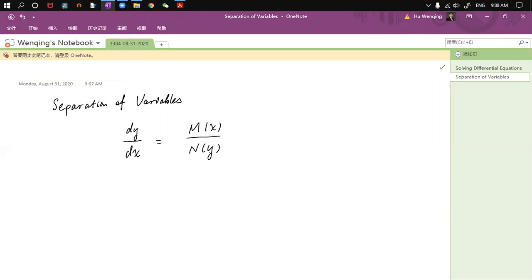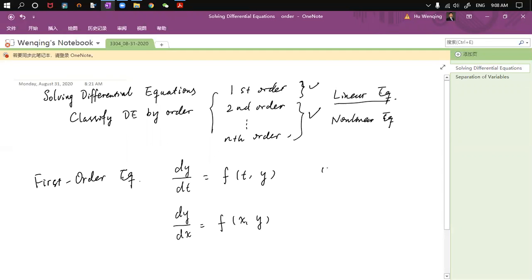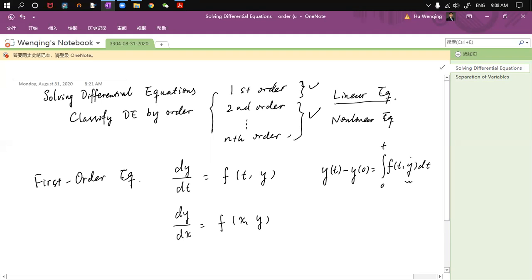Okay, so why do we want to say an equation is in a separable form? Well, if you look at the original equation, you start to realize the following kind of problem: you're not able to just integrate this equation, because if you integrate, y of t minus y of 0 is the integral from 0 to t of f(t, y) dt, but you don't know what this y is. You never are able to integrate this equation.